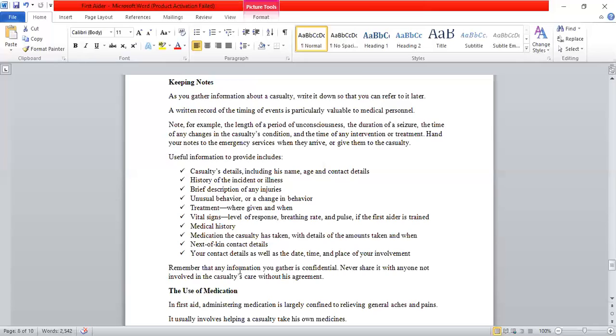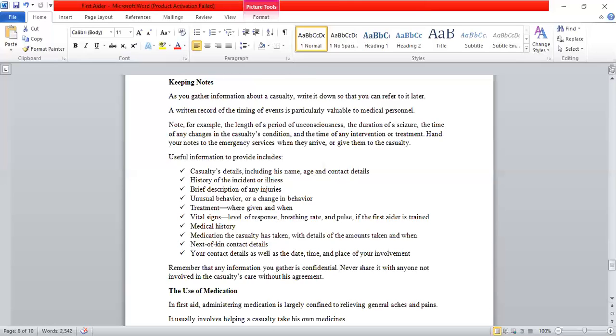These are things that you need to note, but ensure that any medical information about a person is handled with the highest level of confidentiality, and is only shared with the medical help that arrives.